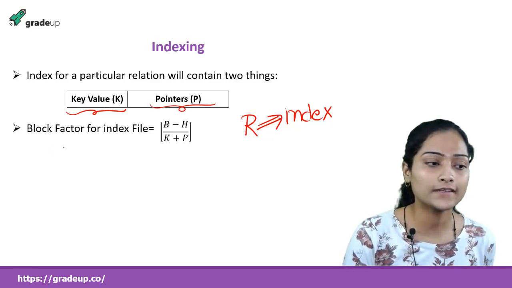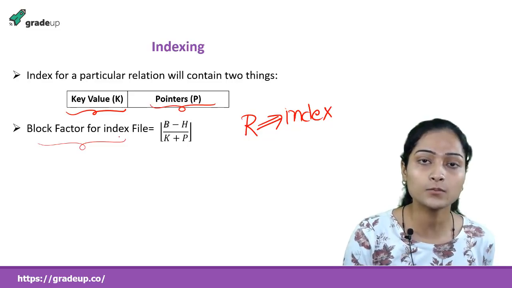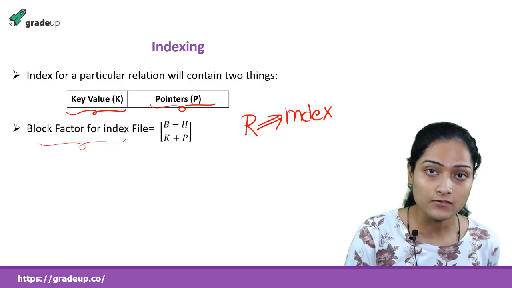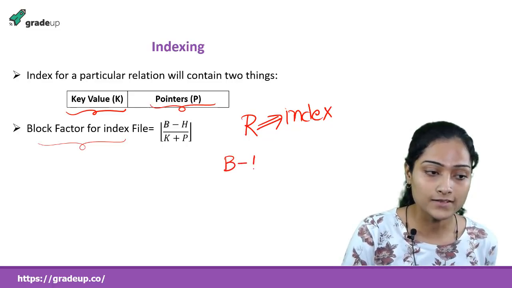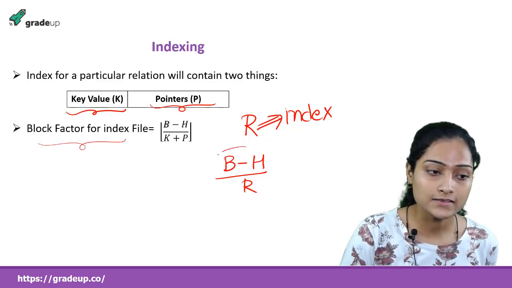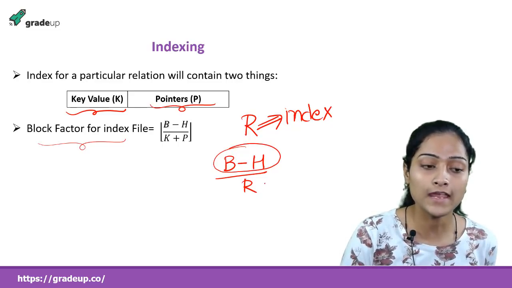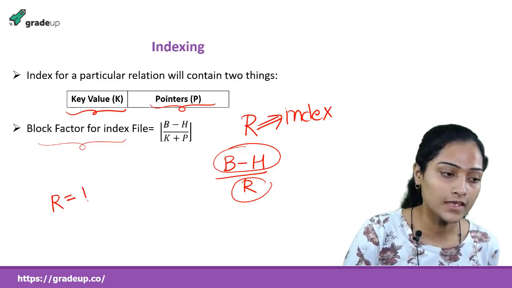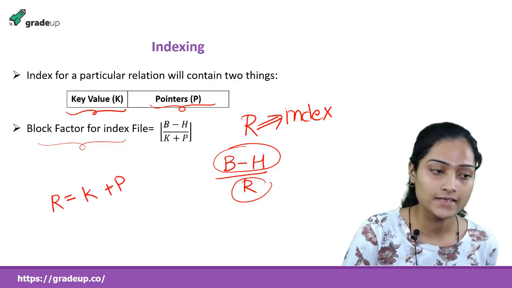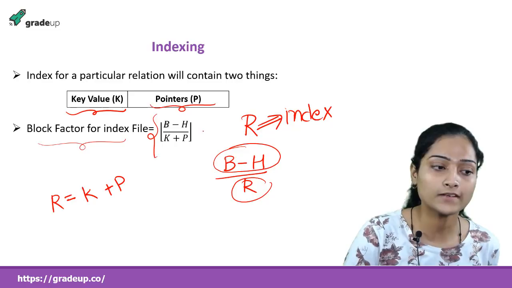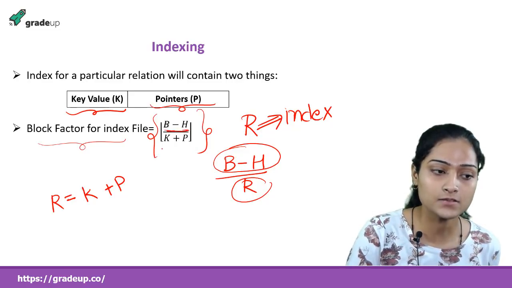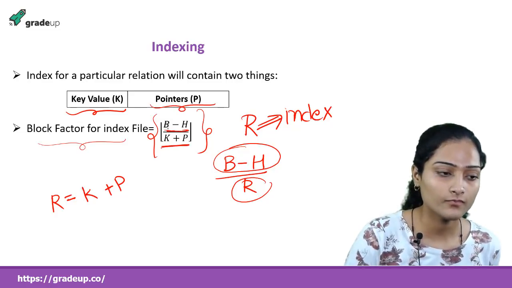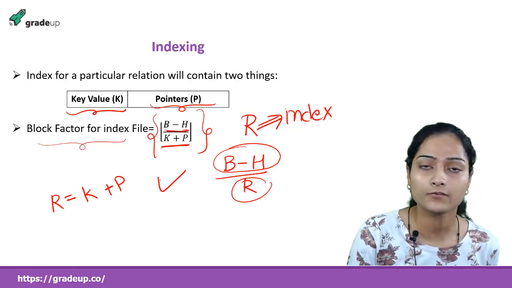Then if you want to calculate the block factor for an index file, what is that block factor going to contain? Till now you have discussed the block factor for a database file. What was it? B minus H by R, that is, the block size which you have, minus the header, divided by the record size. Here the record size in the index table would be key value size plus pointer size. Then the block factor for the index file will be B minus H upon K plus P. Here the record size is K plus P. In this manner you can calculate the block factor for an index file.